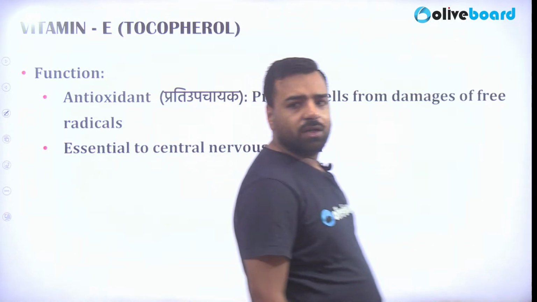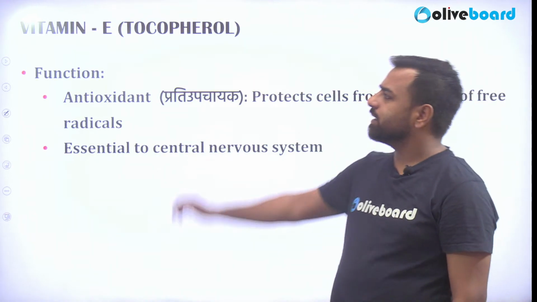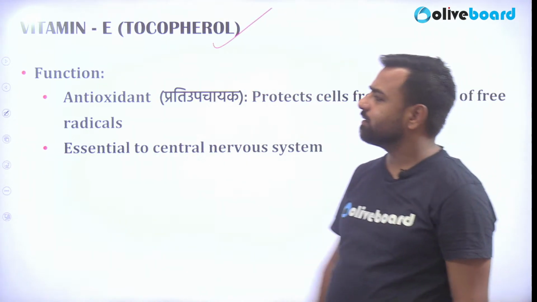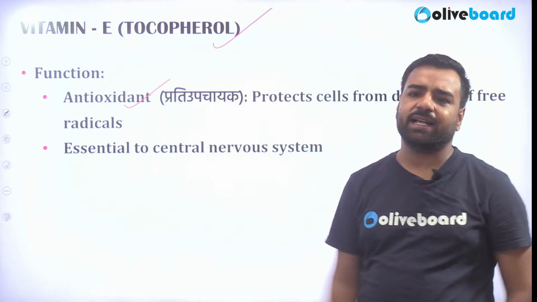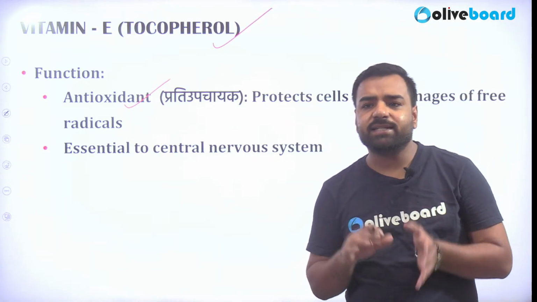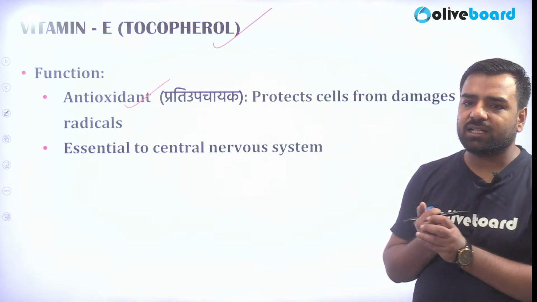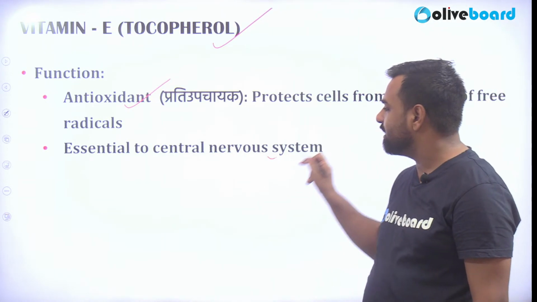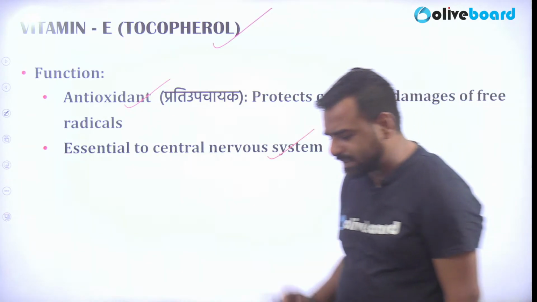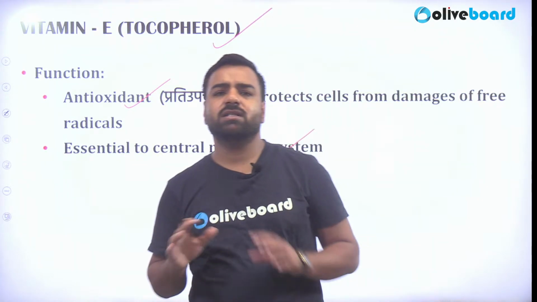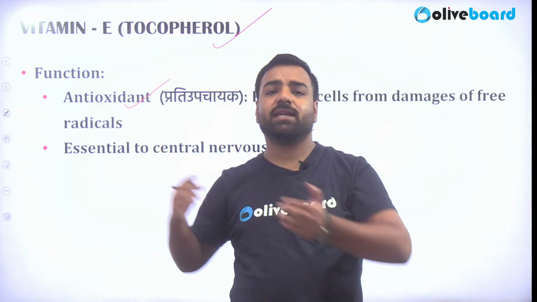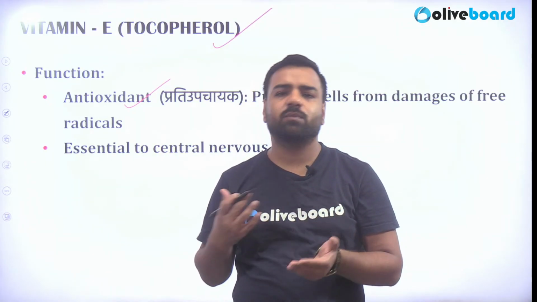Okay, so now guys, it's the time for vitamin E. Its chemical name is tocopherol and its function is it works as an antioxidant, that is it protects the cell from damages from the free radicals, and also they are essential for the central nervous system. So guys, here these issues are the ones which are linked with the old age, like impotency. That is, there's the issue in the reproductive capability.